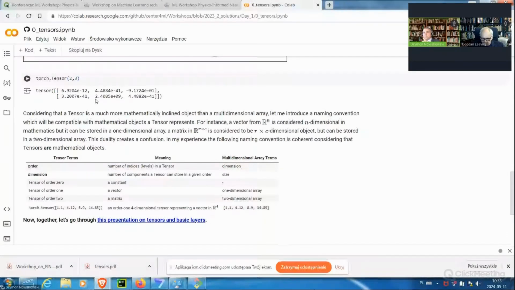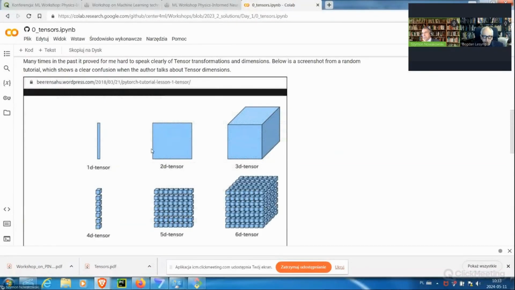That tensor would be called a tensor of order 1. This is a tensor of order 2, order 3, order 4, order 5, order 6. So not a dimension, it's an order. Order is 6 of this tensor.